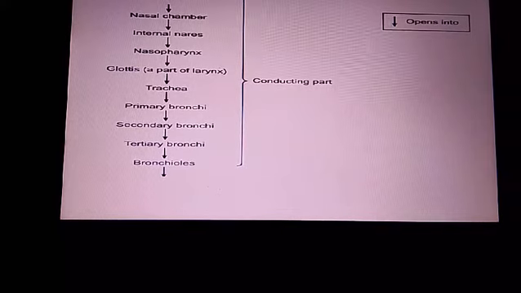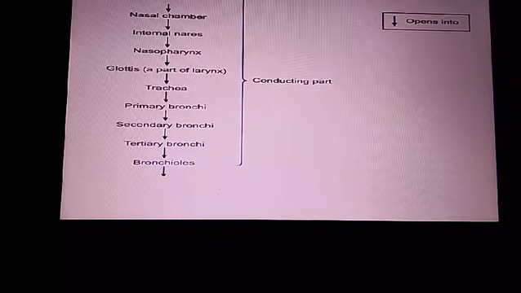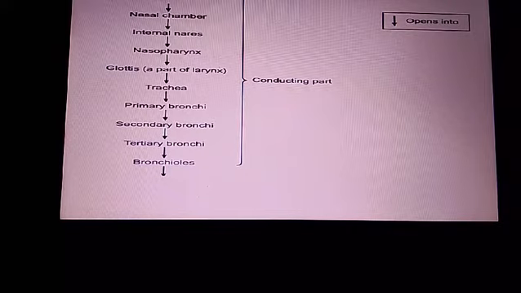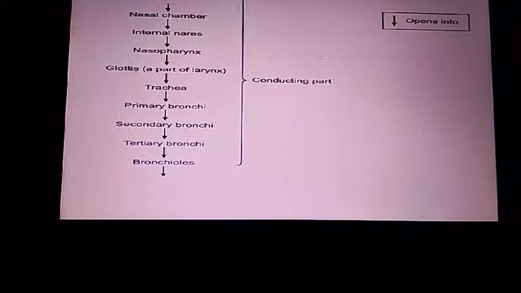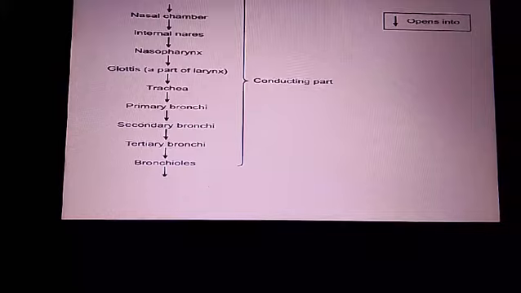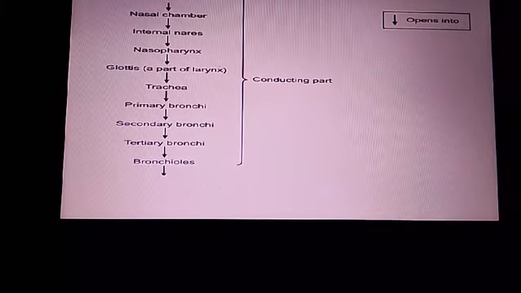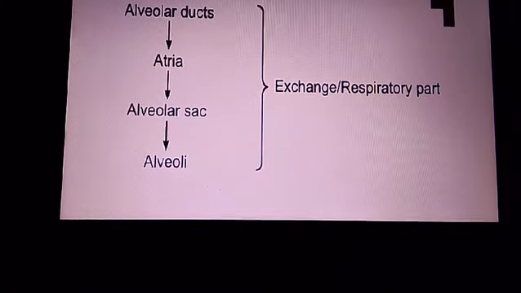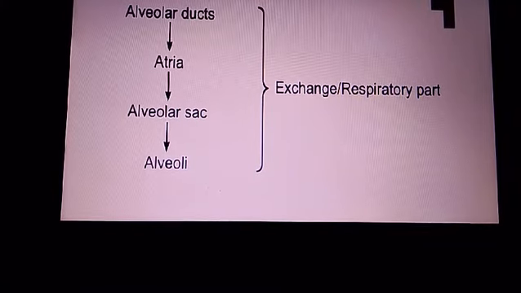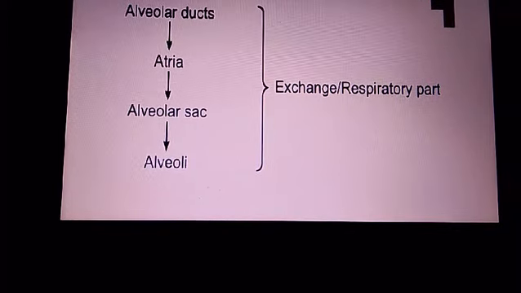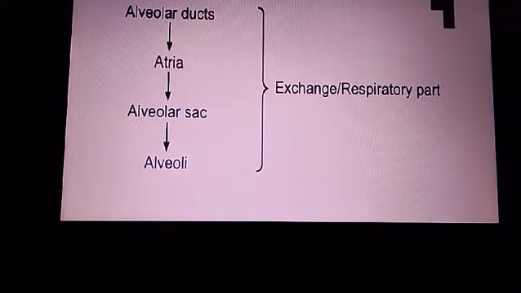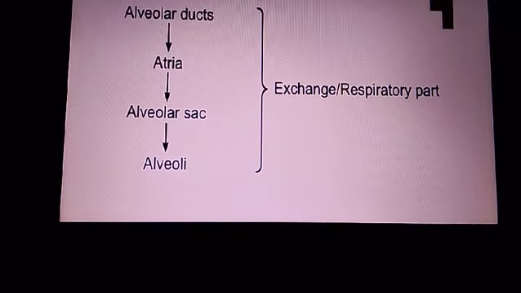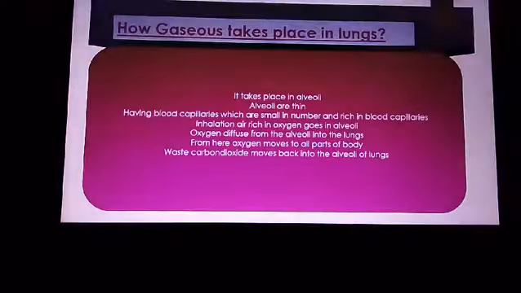And these are basically considered the conducting part, the parts which are involved in the respiratory system. They conduct the air for respiration, that is why these parts are considered the conducting part. Here is the exchange part. The exchange part basically comprises four structures: alveolar ducts, atria, alveolar sac, and alveoli. They are involved in the exchange of gases, meaning the exchange of CO2 and oxygen.